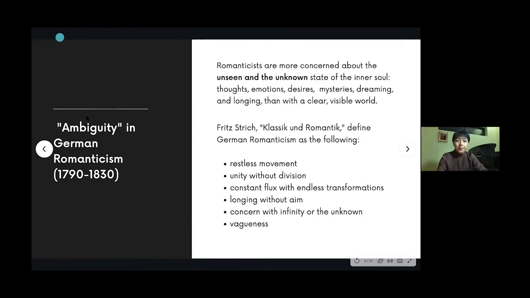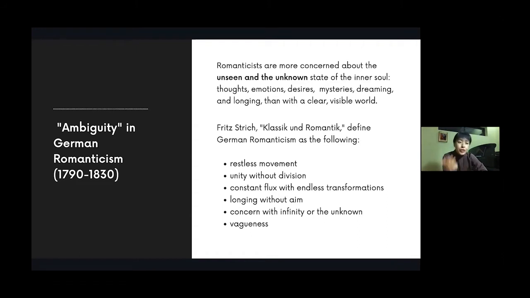So now, what is ambiguity according to the German Romanticists? Here, Romanticists are more concerned about the unseen world, things that are not seen on the surface level, things that are not physical. So they're more concerned about the inner self. Johannes talked a lot about that troubled soul. So Romanticists are fond of expressing their inner soul. When you talk about soul, it's mostly talking about your feeling, your emotion, your desire, your will, and your thoughts, what you're thinking in your mind. Nobody knows what you're thinking because you might look happy, but you are thinking about something you don't know.